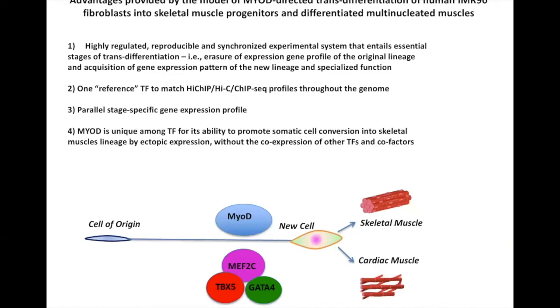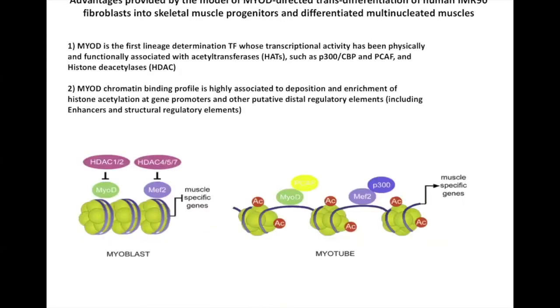It also provides a parallel stage-specific gene expression profile, and more importantly, as emphasized by this slide, this system is operated through the ectopic expression of only one transcription factor, as MyoD is unique among all transcription factors for its ability to promote conversion of somatic cell types into skeletal muscle by ectopic expression without requirement of ectopic expression of other transcription factors.